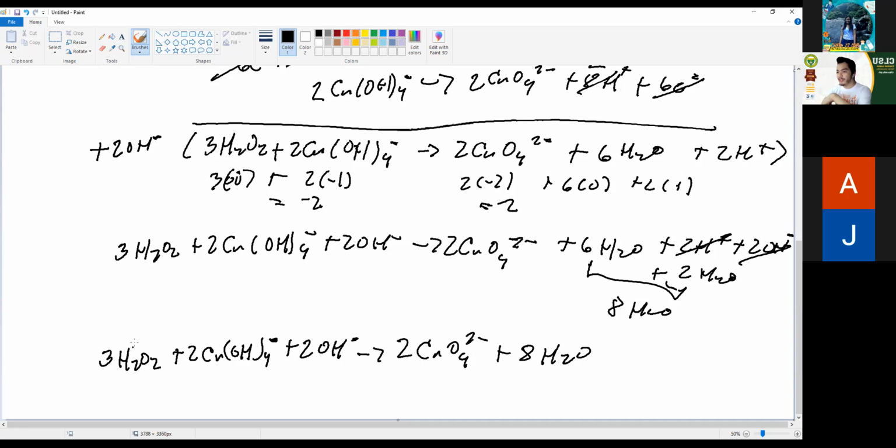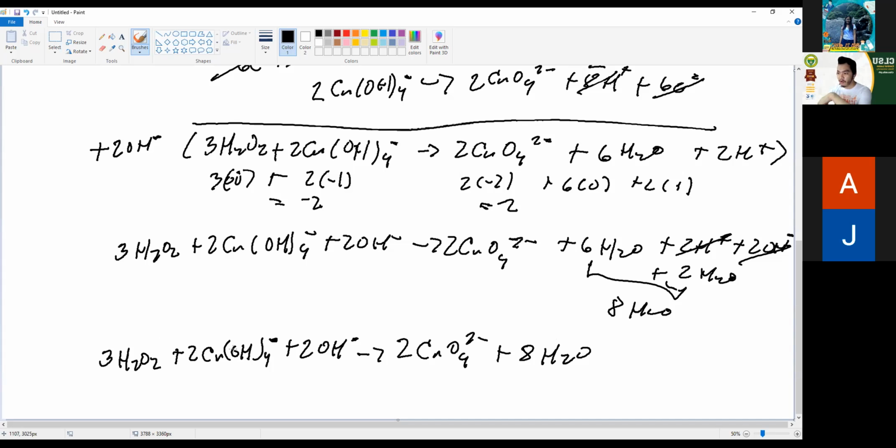So 3 times 2 is 6. 4 times 1 is 4 times 2 is 8. So 6 plus 8, 14. So 2 times 1 is 2. So 14 plus 2 is 16. So 8 times 2, 16. So balance na yung chromium, hydrogen, kay oxygen na tayo.